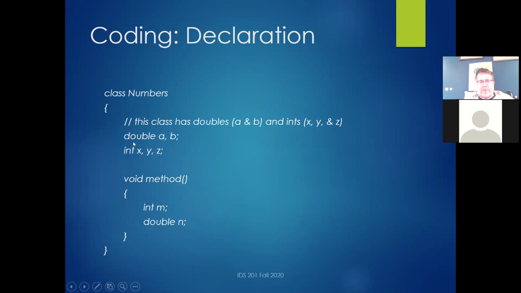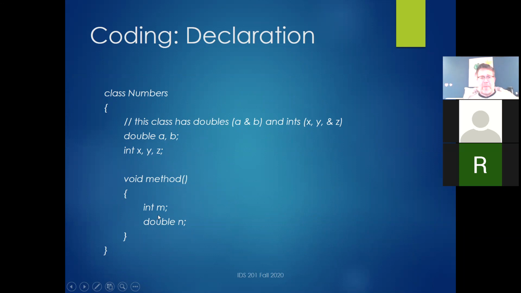If they're outside a method, but they're in the class, they are object variables. Anytime you create an object of that class, it'll have that data. If they're declared inside a method, and that includes parameters for a method, then they only exist in that method. They don't exist outside.